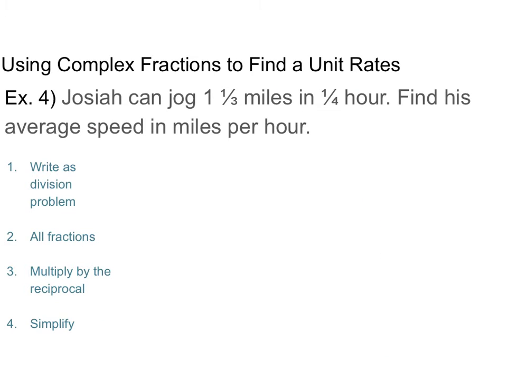Next one, so we're going to be using complex fractions to find unit rates. So Josiah can jog 1 1/3 miles in 1/4 of an hour. Find his average rate of average speed in miles per hour. So this is what I want. So I want miles per hour.